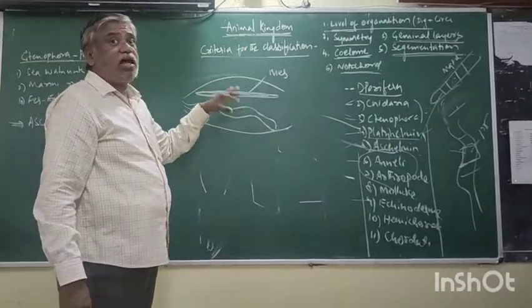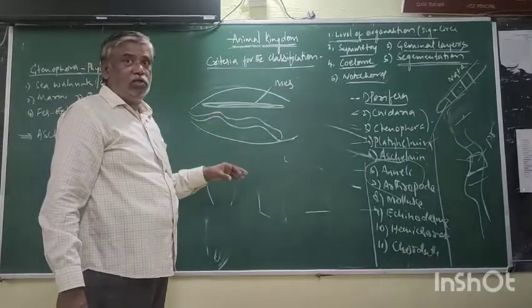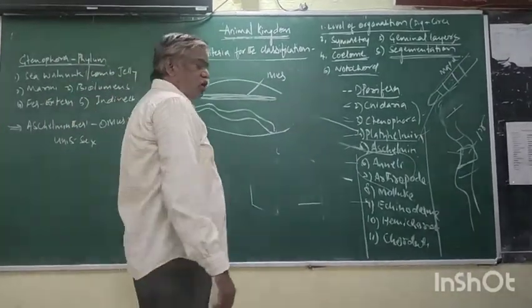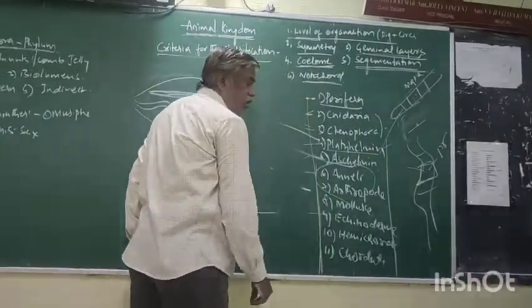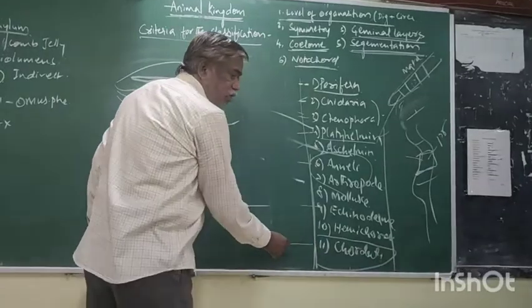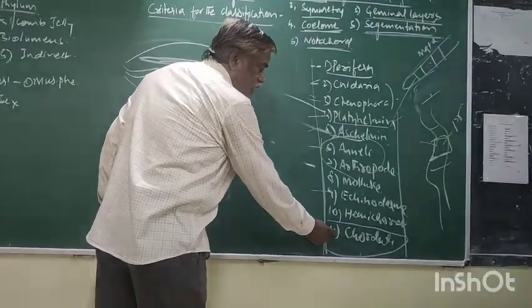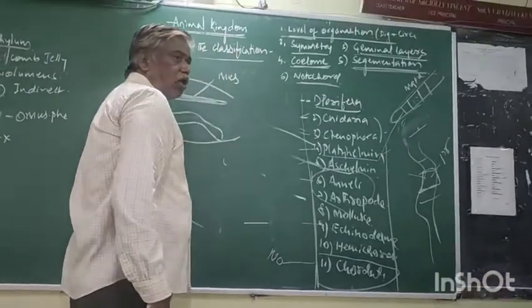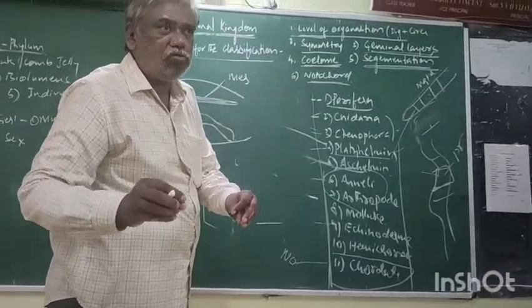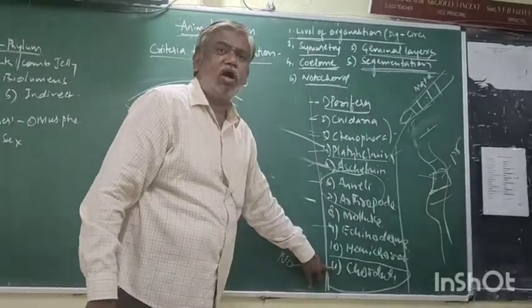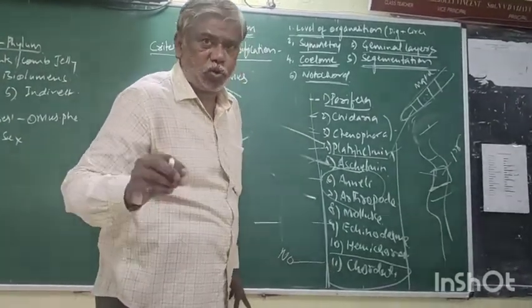Based on the presence and absence of notochord, the animals are classified into chordates and non-chordates. How many phyla are there? 11 phyla. In these 11 phyla, phylum Chordata contains a notochord. If an animal has a notochord, it is included in Chordata. That means the most important feature of Chordata is the presence of notochord.